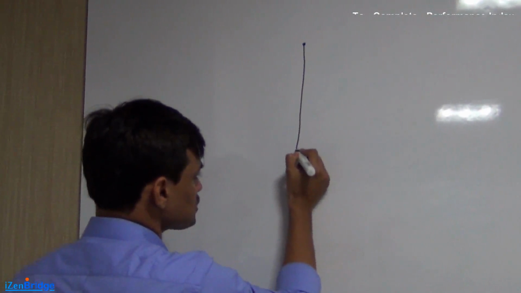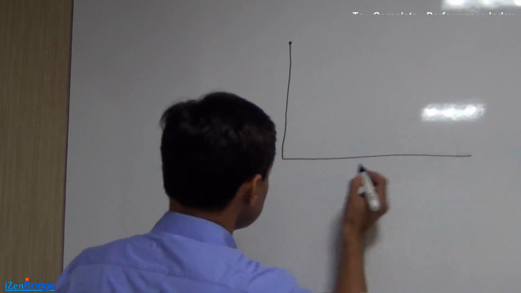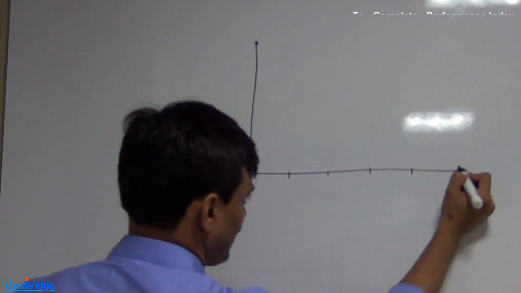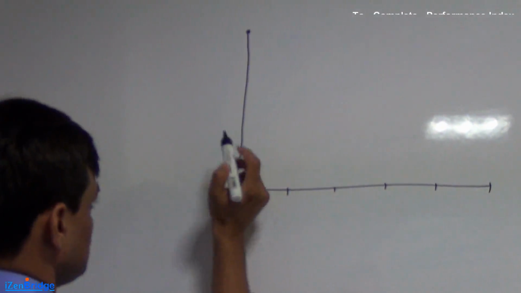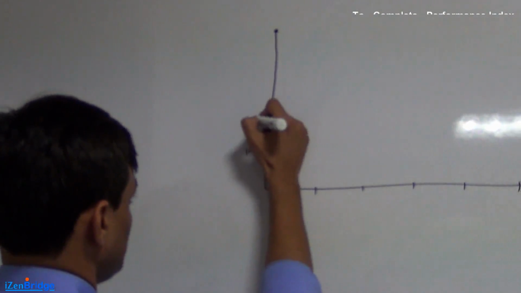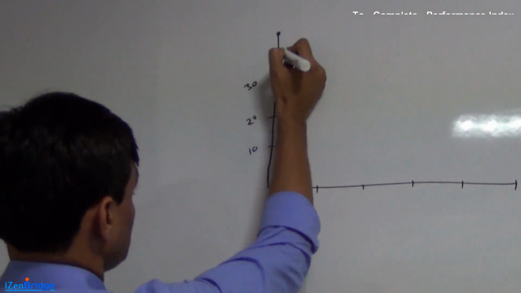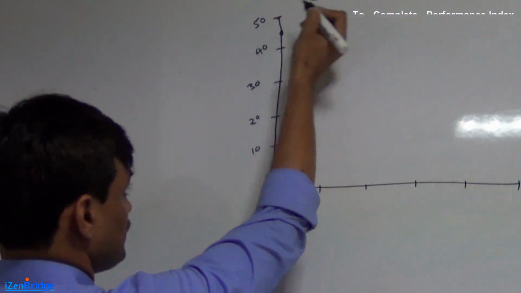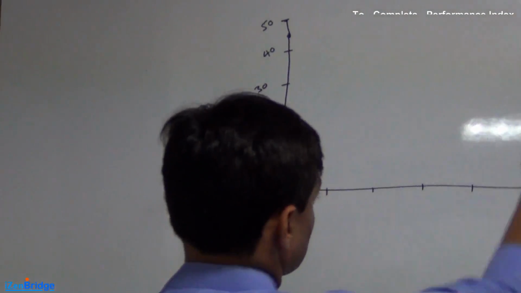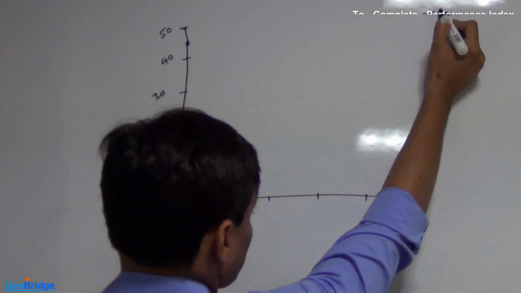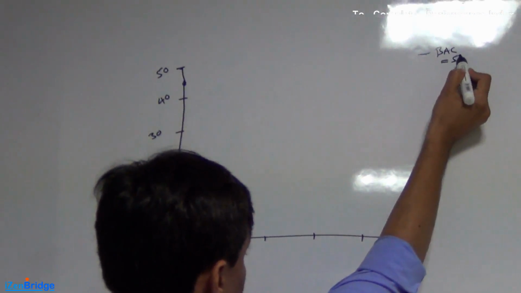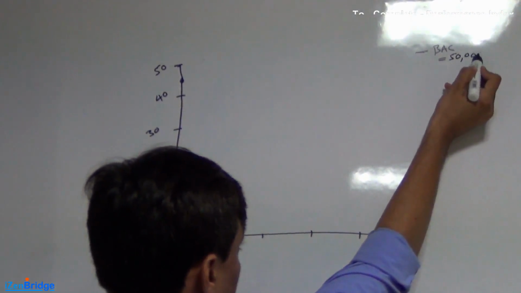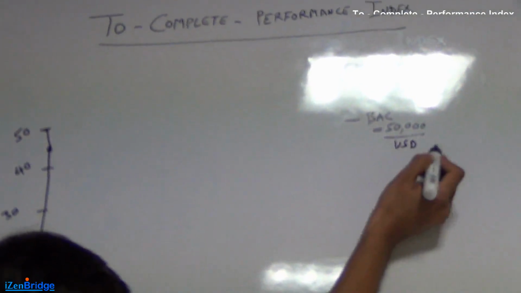So let's look at our S-curve and see how it fits into it. Now I'm just drawing a sample S-curve, considering that there are 5 months, 5 stages, and say the cost is something like 10, 20, 30, say 40, and finally it's 50. So I'm targeting like $50,000 as a budget, which should be consumed in 5 months. So my budget at completion is 50,000 US dollars.